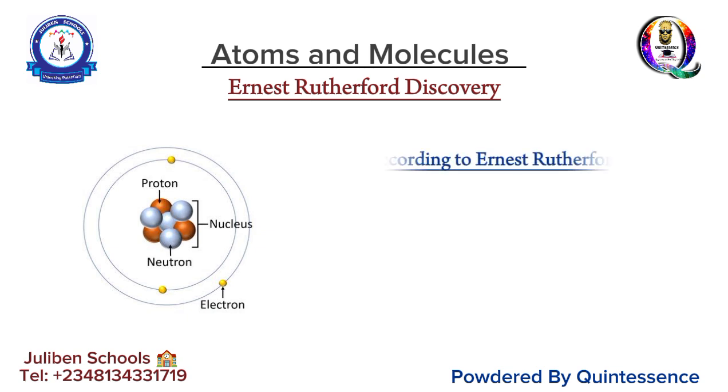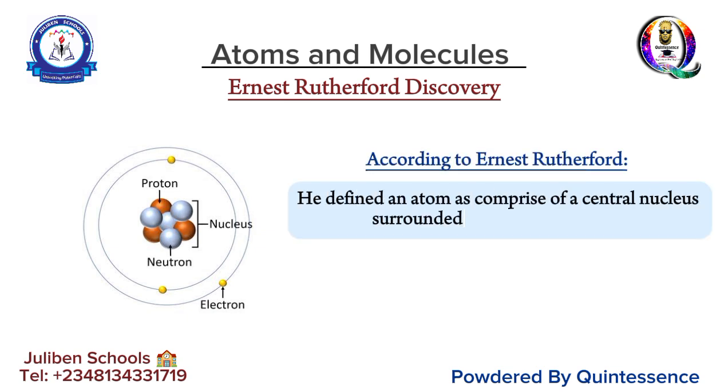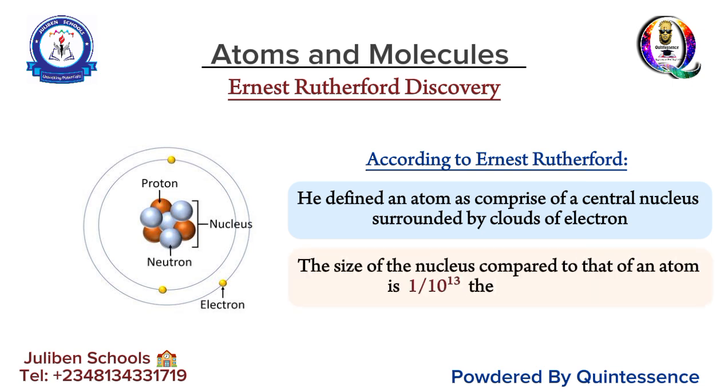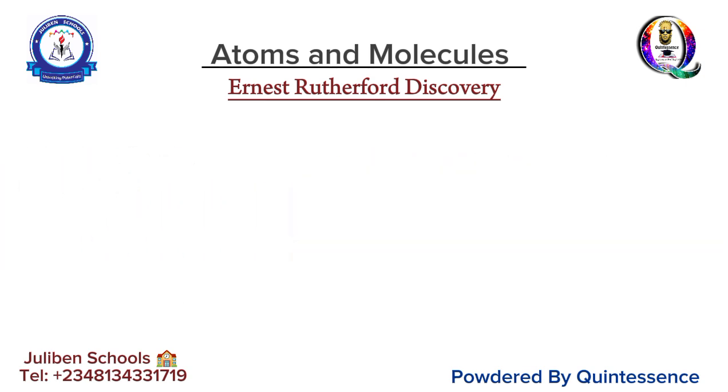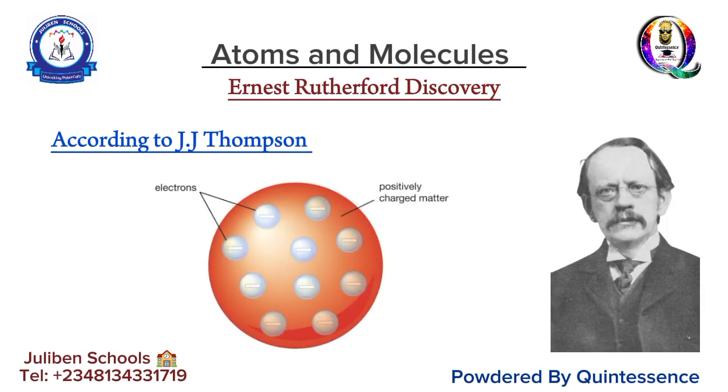According to Rutherford as well, he defined an atom as comprising a central nucleus surrounded by clouds of electrons. And he said the size of the nucleus compared to the size of the atom is 1 over 10 raised to the power 13 of the size of the atom. That was his discovery and his definition. Although J.J. Thomson wasn't too happy with it, because according to J.J. Thomson, an atom is made up of a sphere with scattered electrons and protons inside, like plum pudding. So it is called the plum pudding model. He wasn't too satisfied with that, but who cares?